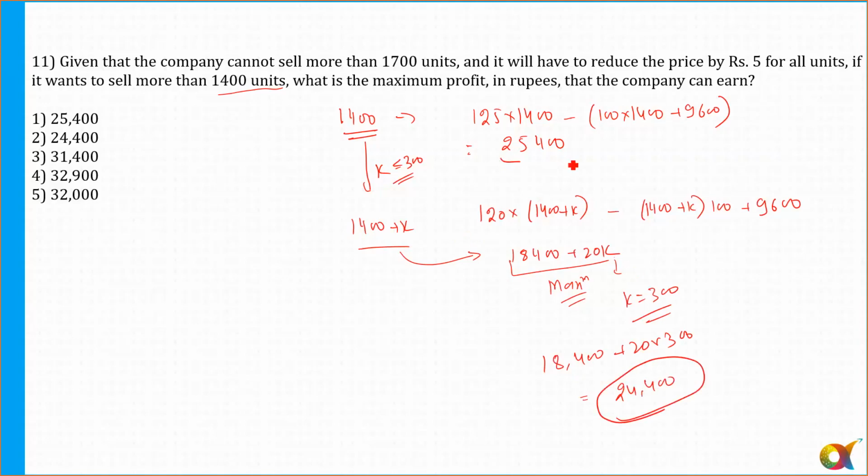If I'm selling 1400, the profit is 25,400. So the maximum profit which I can earn is 25,400, that is option number 1. It might be possible that some of you take 1700 units and think the profit will be maximum at 1700 units. Not necessary. So is that clear to all of you? Can I move to the next question?